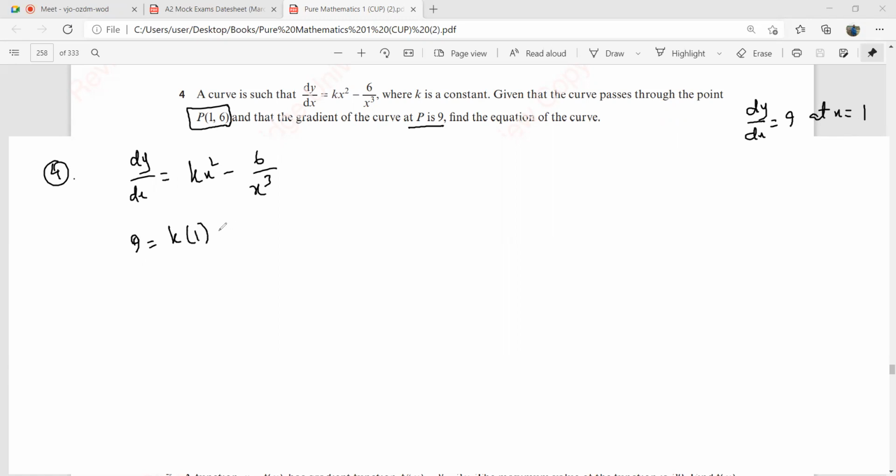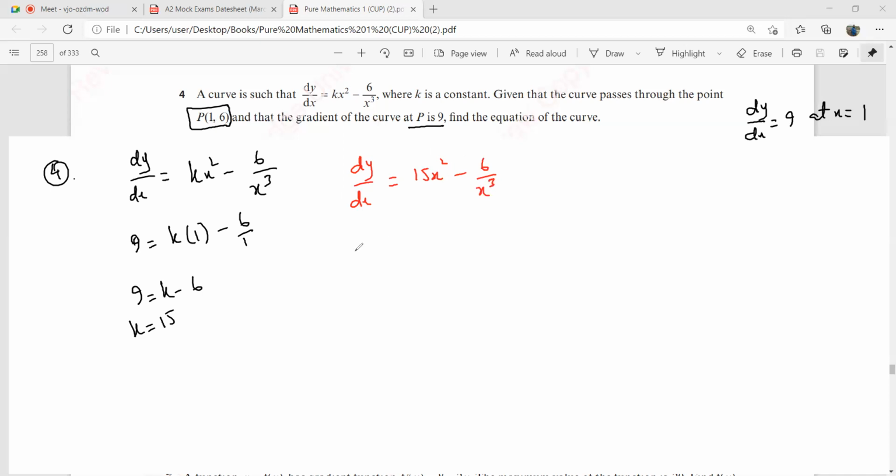This is k into 1 minus 6 over 1. So this is 9 equal to k minus 6. So your k is equal to 15. Okay? So this means now we have got the value of k. So this now becomes dy by dx, that is 15x square minus 6 over x cube.